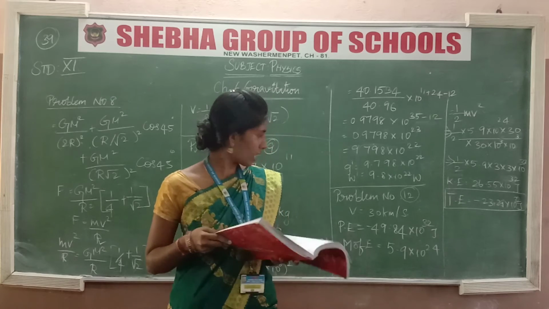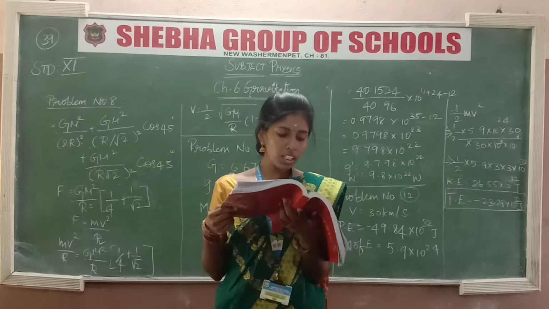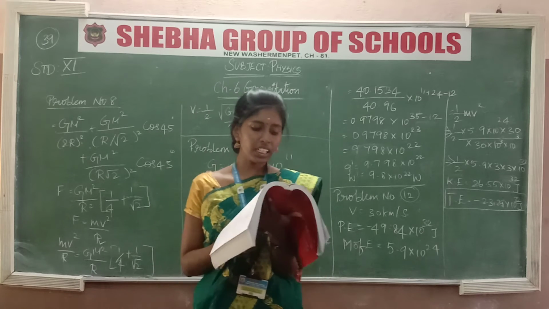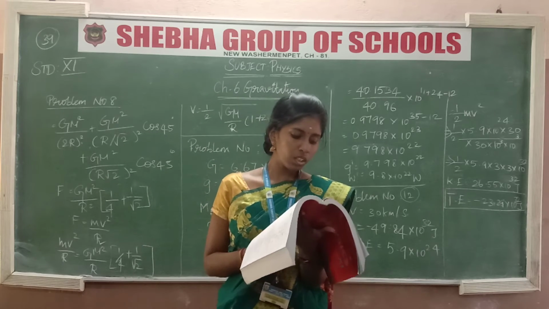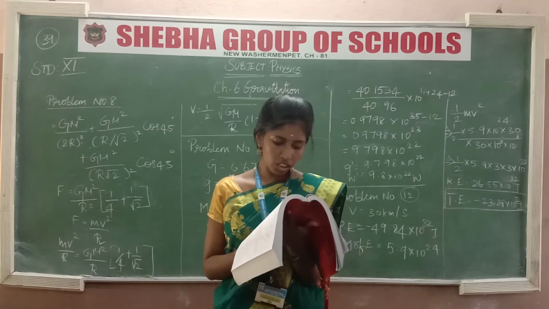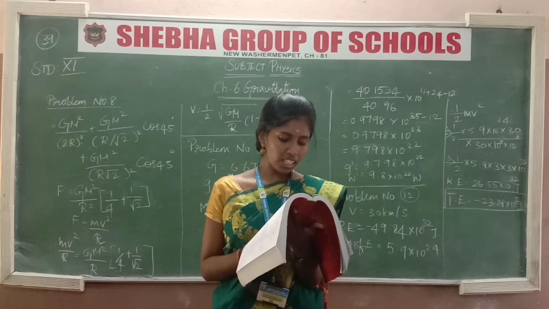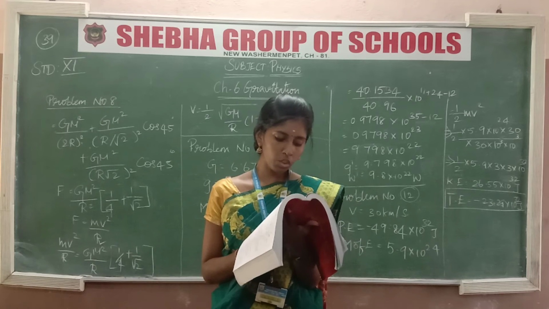Next we will take the 12th problem. The Earth revolves around the Sun at 30 km per second. Calculate the kinetic energy of the Earth, and also calculate the total potential energy of the Earth. So what is the total energy of the Earth? In case the total energy is positive, give the reason.